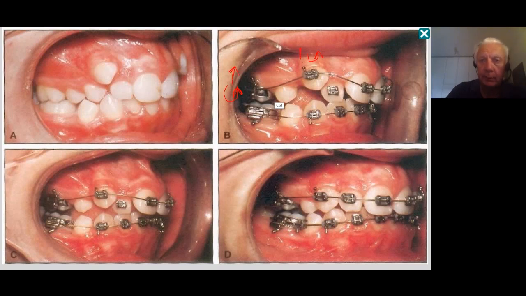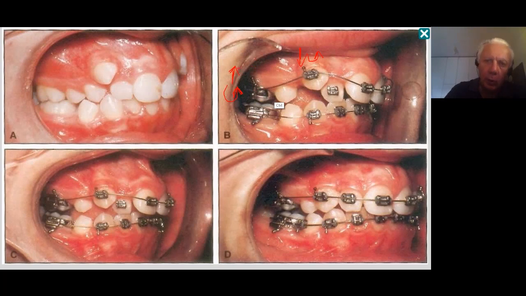Like this, and like this. Now, if this wire is acting on the molar with an intrusive force and with this moment, there is no way that occlusion can keep this position, because occlusion can interfere with movements of extrusion, can interfere quite well even with movement of translation. But a movement like this, where you have tip, mesial tip and intrusion, forget about it. Occlusion is not going to do anything.